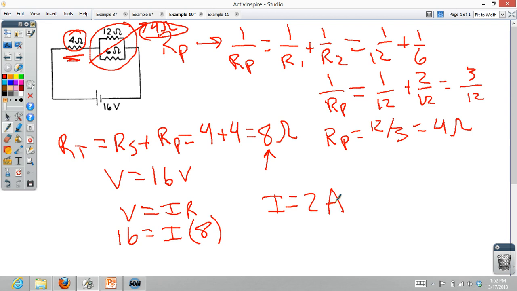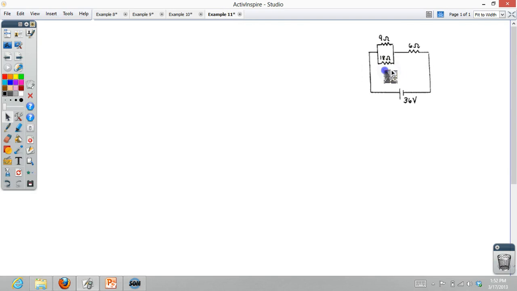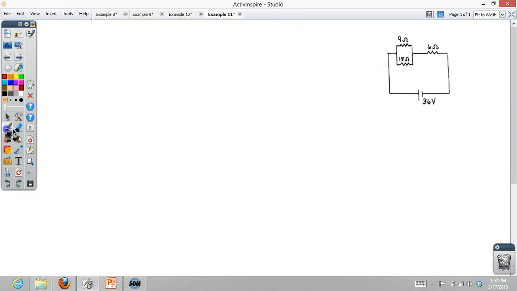We only have one more problem to do, and this is number 11. It says find the current in the 9 ohm resistor. So here is our picture over on the side. They want to know what is the current going through just this one resistor.